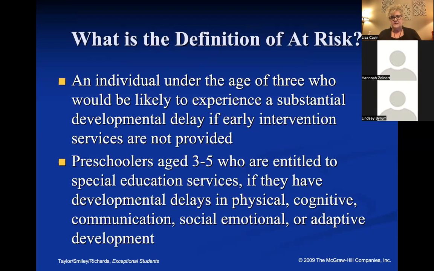So what is the definition of at-risk? Well, that's an individual under the age of 3 who would be likely to experience a substantial developmental delay if early intervention is not provided. So if we don't intervene at an early point in time in that child's life, they are likely to experience some sort of developmental delay. So preschoolers aged 3 to 5 who are entitled to special education services, if they have developmental delays in physical, cognitive, communication, social, emotional, or adaptive development, can also be considered at risk.